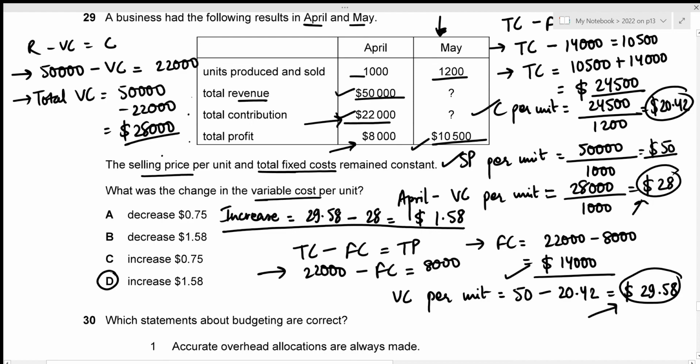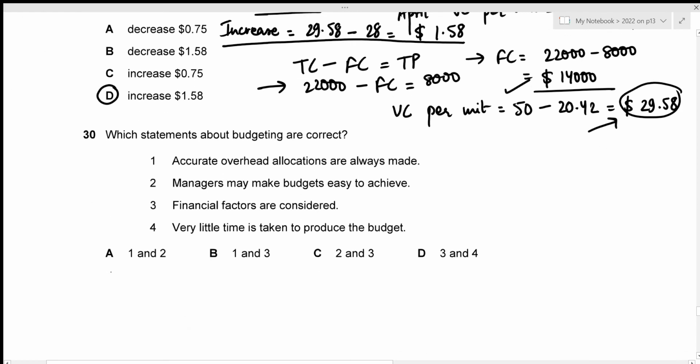We can now move towards question number 30. We need to figure out which statements about budgeting are correct. The first one is that accurate overhead allocations are always made. This is incorrect because we are basically just predicting the future, and it cannot be always accurate, right? The second one is managers may make budgets easy to achieve. This is true because they could show to their directors that they have been achieving their budgeted targets, right?